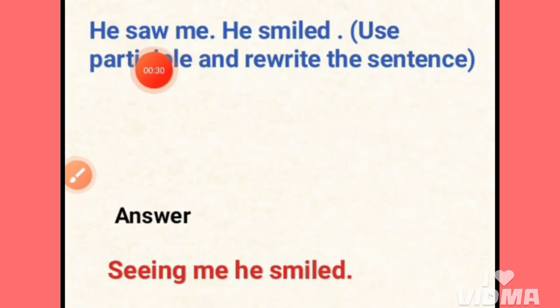Actually, this is the base verb saw, and the present tense of this verb is see. So we have used here, and we have added an ing to this main or base verb. Then we have written the next part of the sentence. So the joining is: Seeing me, he smiled. Seeing, this is the present participle here.